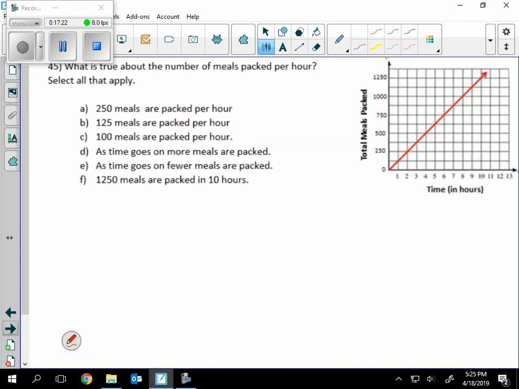All right, number 45. What is true about the number of meals packed per hour? Select all that apply. So look over at your graph. We've got our time in hours, and we've got our total number of meals packed. And they want to know what's true about the number of meals packed per hour. I hope you recognize that that is slope. And we can get slope with rise over run.